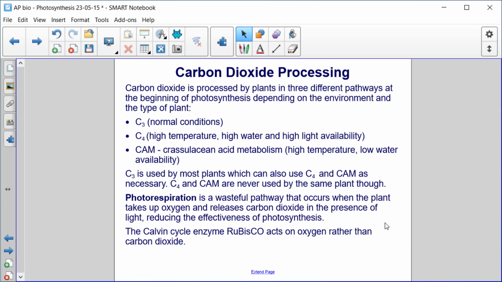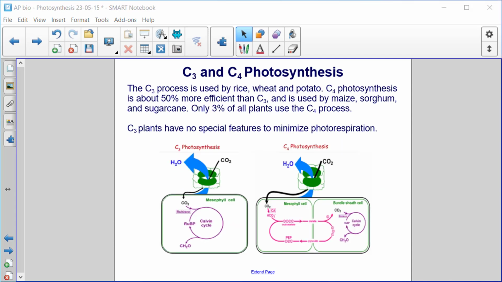Photorespiration is a wasteful pathway that occurs when the plant takes up oxygen and releases carbon dioxide in the presence of light, reducing the effectiveness of photosynthesis. In this case, the Calvin cycle enzyme rubisco acts on oxygen rather than carbon dioxide. C3 and C4 photosynthesis: the C3 process is used by rice, wheat, and potato. C4 photosynthesis is about 50% more efficient than C3 and is used by maize, sorghum, and sugarcane.